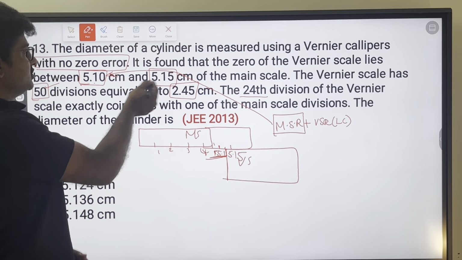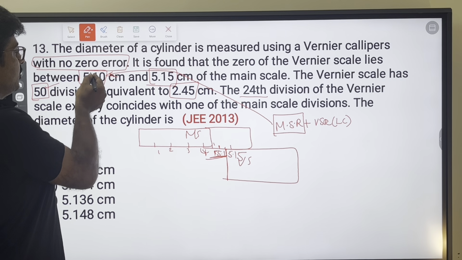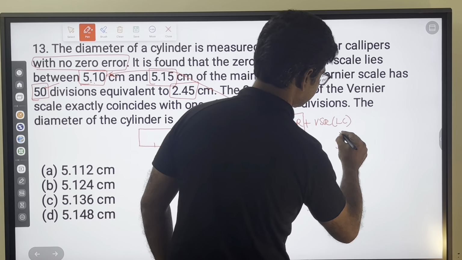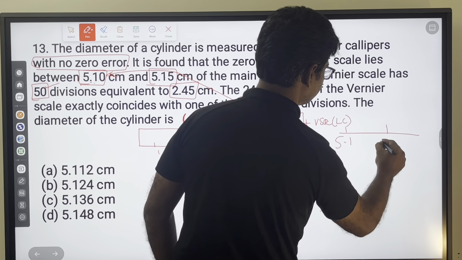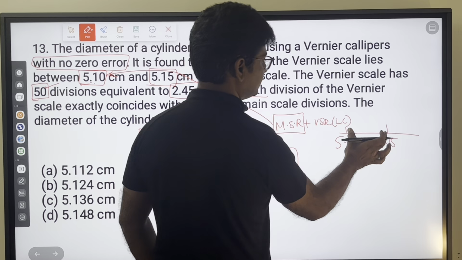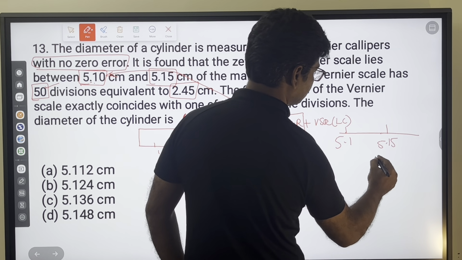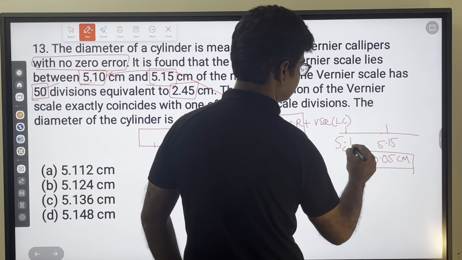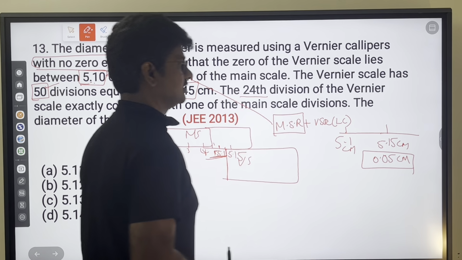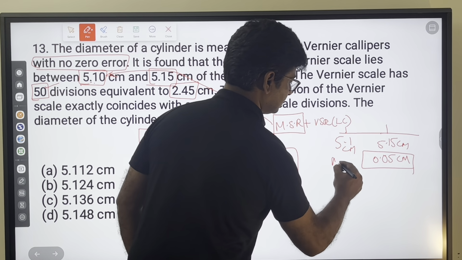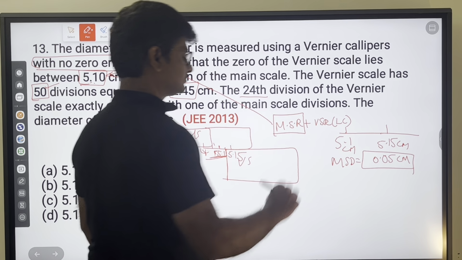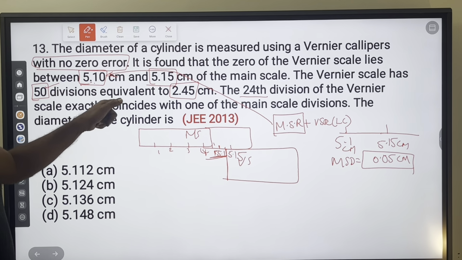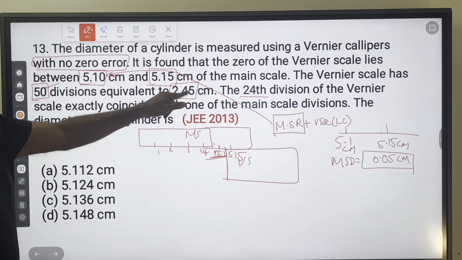So how much is each division now? Each division is 5.1 to 5.15. 5.1 division is there on the scale, and after that the next division is 5.15. So what is each division now on main scale? It is equal to 0.05 centimeters. This is one main scale division. This is good. Okay, now having said that, 50 divisions are equivalent to 2.45 centimeters.